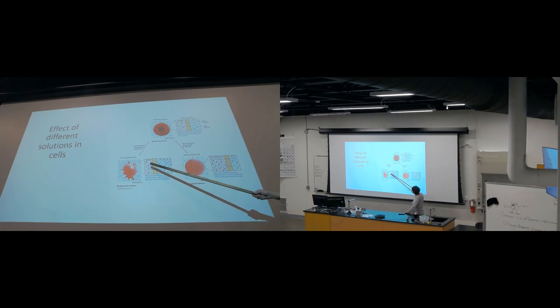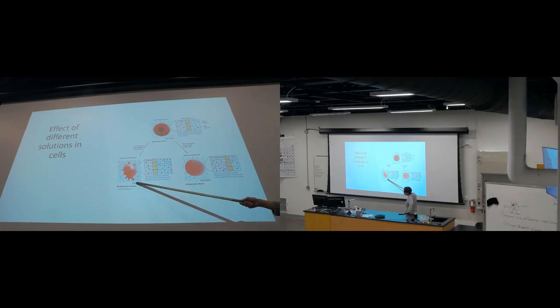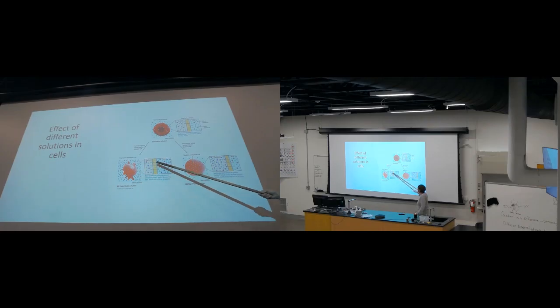And now if you put this red blood cell in a solution where you have greater than 0.85% of sodium chloride, water will move from the red blood cell into the external environment, and the cells will crenate or shrink. So you can see the water, how it moves from the cytosol into the extracellular space.